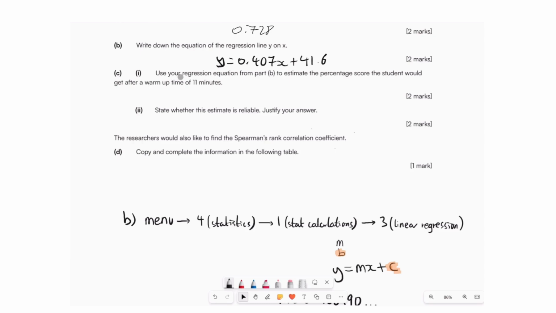Now, question C. Use the regression equation to estimate the percentage score the student would get after a warm-up time of 11 minutes.